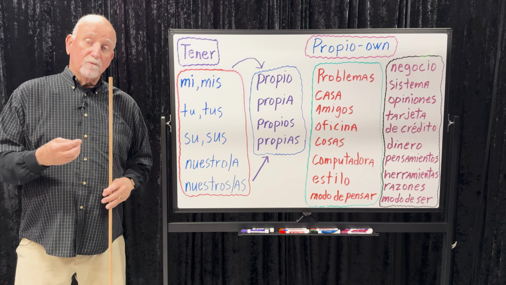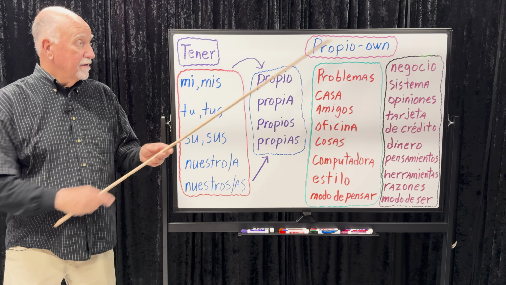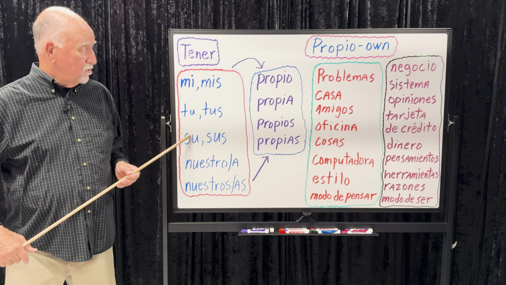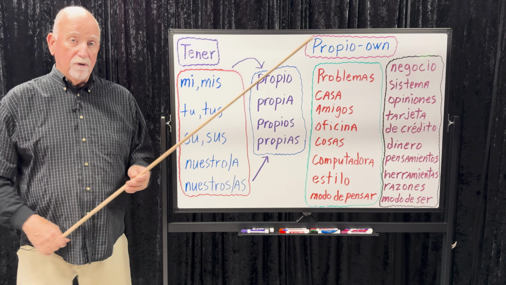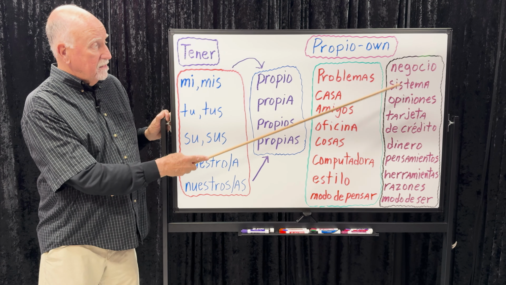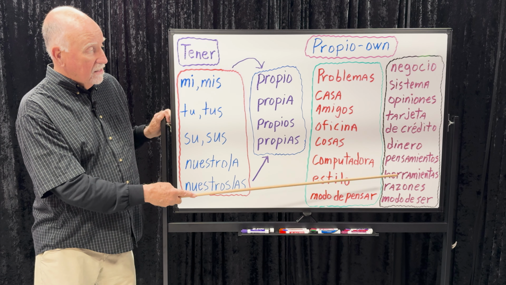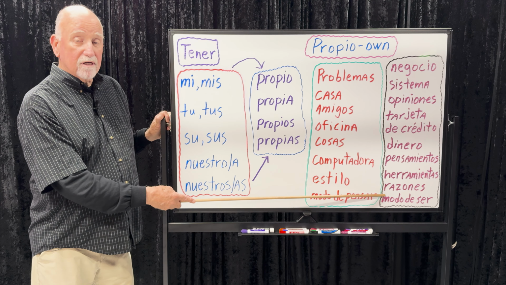Pablo tiene sus propios sistemas. Negocio. Frank has his own business. Frank tiene su propio negocio. All right, let's look at our clusters again. Business, system, opinions, credit card, money, thoughts, tools, reasons, and a way about someone.